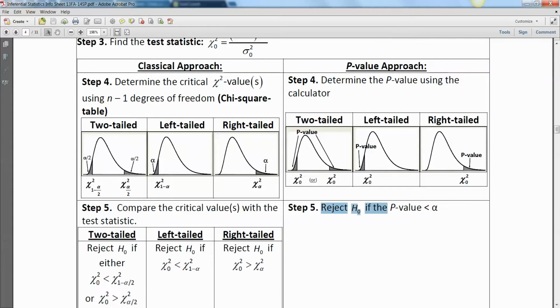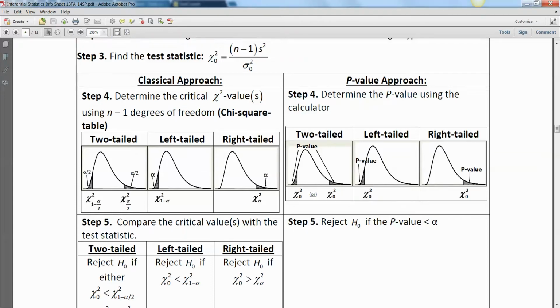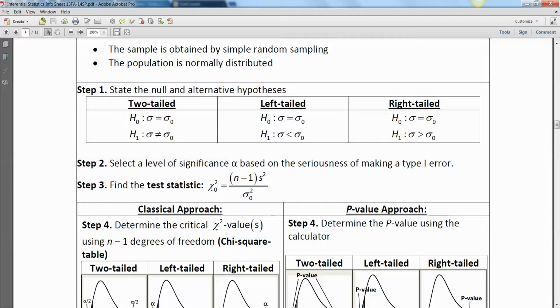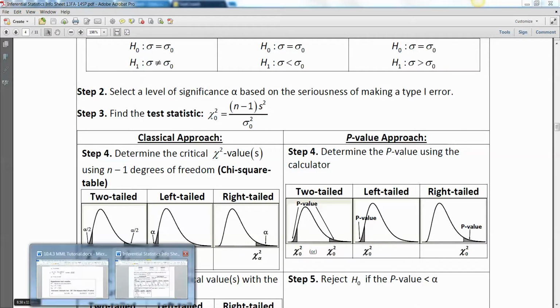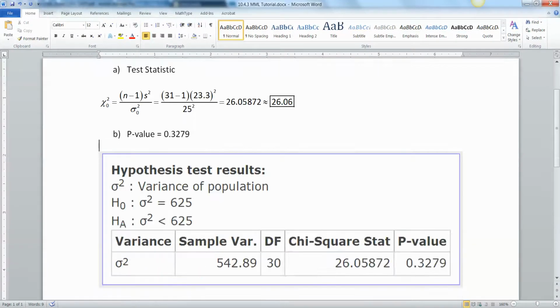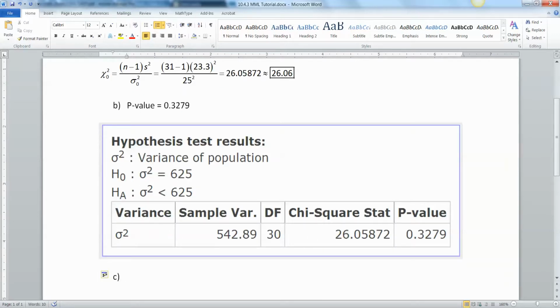Which leads to step 5, which is part C of our question: would we reject or not? Well, remember, you always reject if your p-value is low. P-value is the probability of you getting what you got. If 25 truly was the standard deviation, what are the chances of getting 23.3? Well, the answer is pretty high. So if 25 was truly the population standard deviation, then getting 23.3 would only be a p-value of 0.3279, which means you got almost a 33% chance of getting that. That's not unusual. That's not rare. That's not special, right? So we would not reject the null hypothesis.